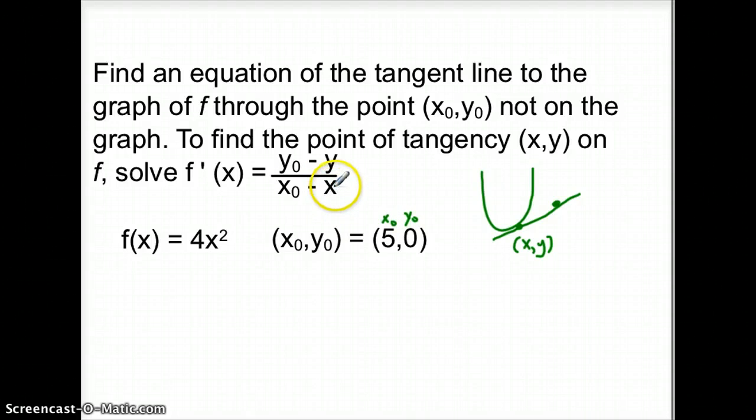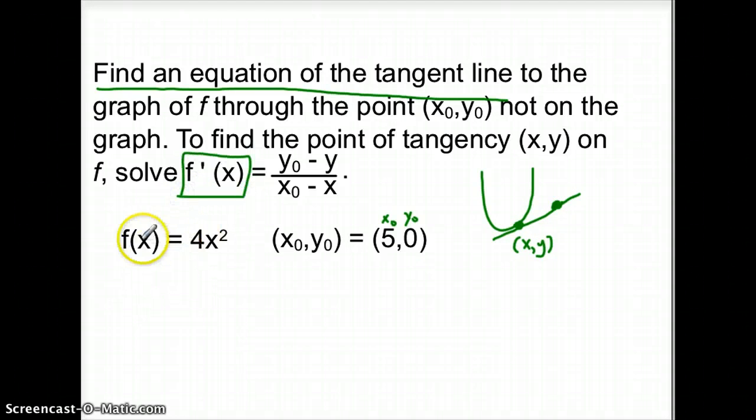And we're going to do that all to find an equation of the tangent line to the graph of f. So once we have these 2 points, then we can find the equation of the line. All right, so we need to find the derivative. Derivative of f of x, 4 times, and then you multiply the 2 out in front, and then subtract 1 from the exponent. So the derivative of this graph, 4x squared, is on the curve.